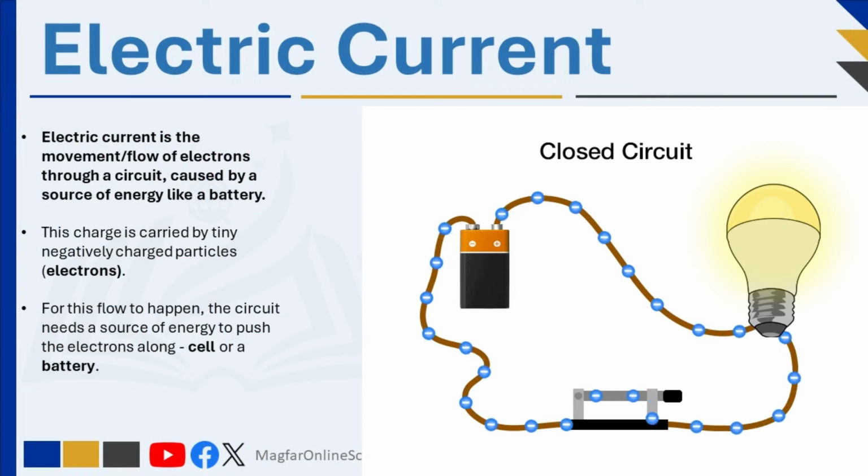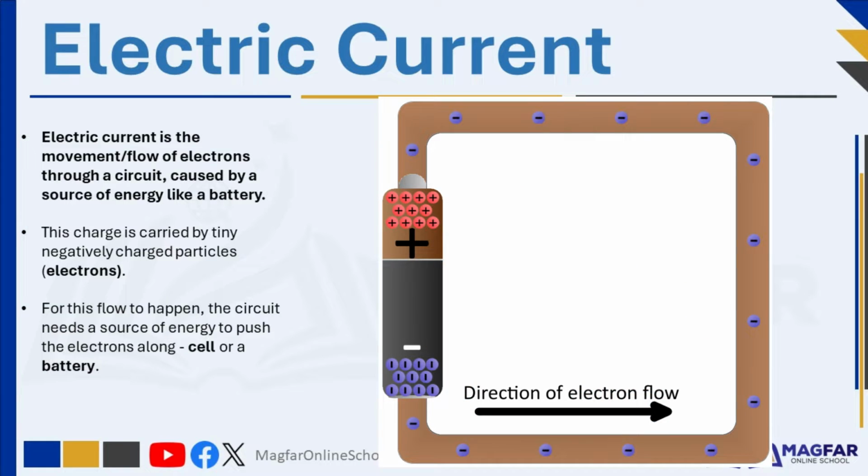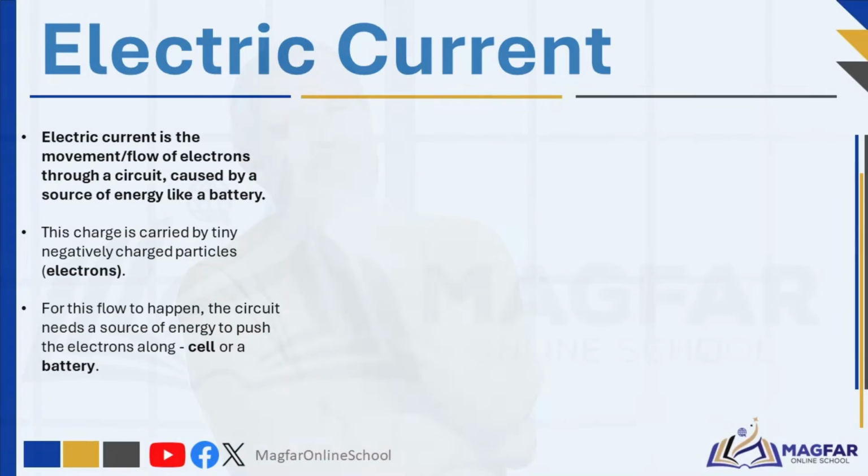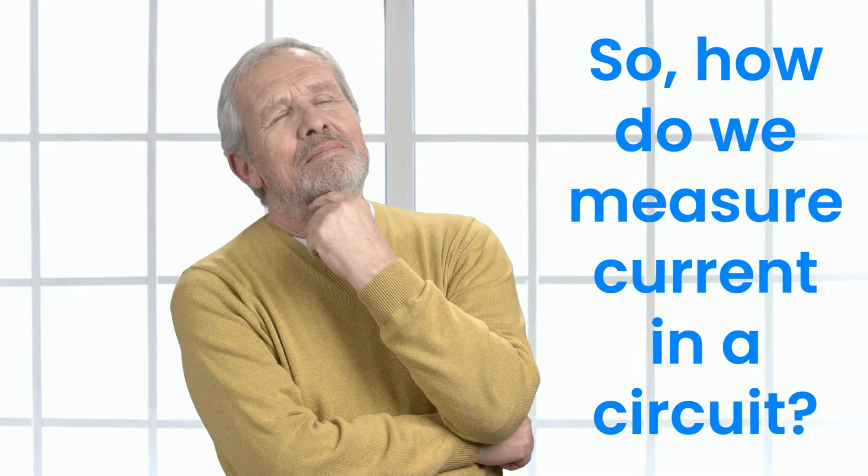Electric current is the movement or flow of electrons through a circuit, caused by a source of energy like a battery. This charge is carried by tiny negatively charged particles called electrons. These electrons move around and flow through wires and other parts of a circuit. However, for this flow to happen, the circuit needs a source of energy to push the electrons along. A common example of an energy source is a cell or a battery, which provides the energy needed to keep the current moving. So, how do we measure current in a circuit?